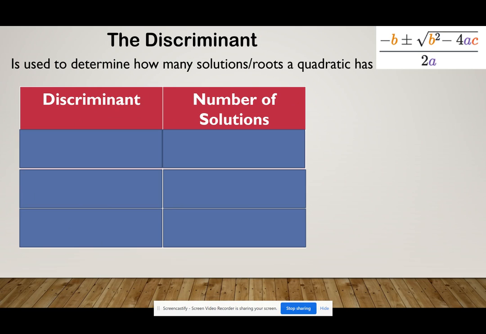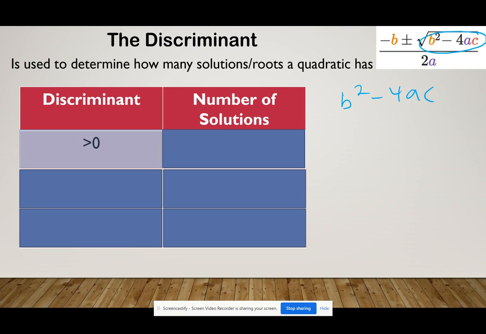Okay. So the next part that we need to talk about is the discriminant. The discriminant is the part that's underneath your radical sign. So this piece right here, b squared minus 4ac. The discriminant is used to determine how many solutions a quadratic has. So without me having to do the entire quadratic formula or without having to graph it, I can look at just that one piece and that will tell me if it has one solution, two solutions, or no solutions. Remember, roots and solutions are the same thing. They're just used interchangeably.